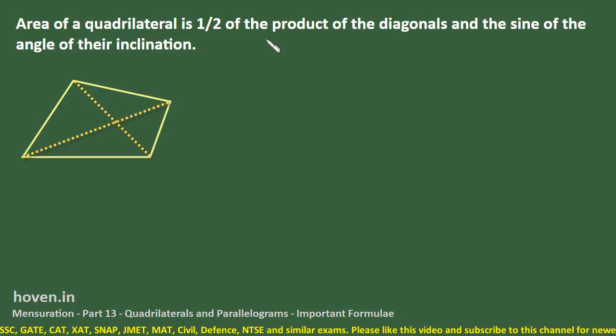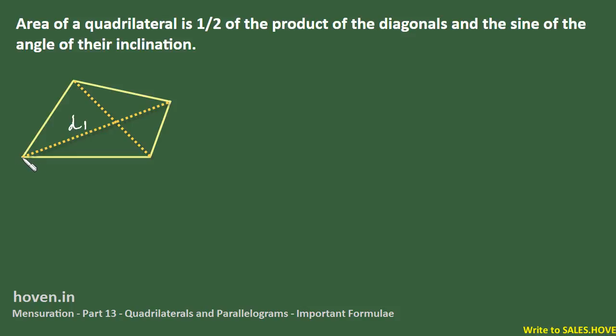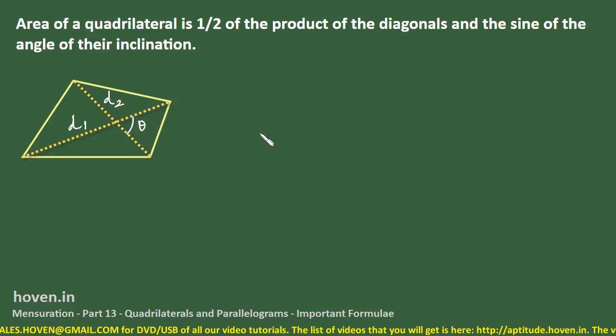Area of a quadrilateral is half the product. Okay, this is for a general quadrilateral, not just for a parallelogram. Even though a parallelogram is a quadrilateral, this formula applies to every quadrilateral. It is half of the product of the diagonals and the sine of the angle of their inclination. This means that if the length of this diagonal is d1, the complete length from this vertex to the opposite vertex, and the length of this diagonal is d2, from this vertex to the other vertex, if the lengths of the diagonals are known and also the angle of inclination of the two diagonals is known.